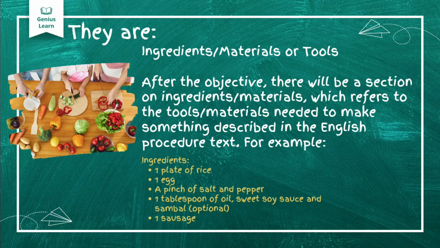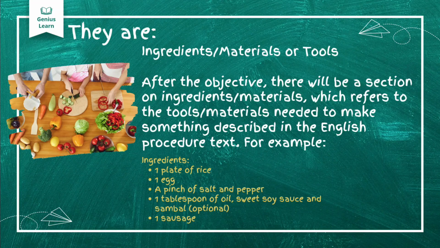1 egg. The third is a pinch of salt and pepper. The fourth is 1 tablespoon of oil, sweet soy sauce and sambal. It is optional. And then the last one is 1 sausage. So if you ever found something like this, it is called the ingredients or materials in a procedure text. So it is describing something that is needed to make in a procedure text.